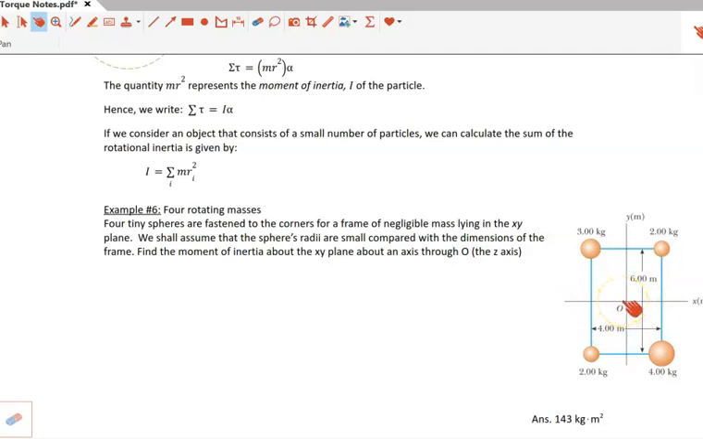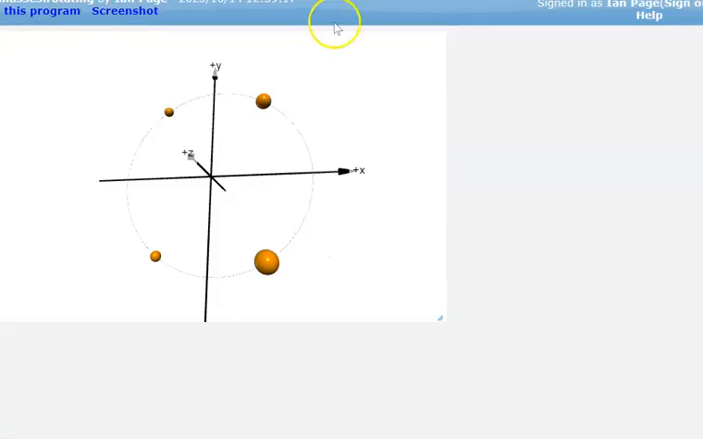To help understand or visualize this, I've created a quick little animation to show you what this looks like. And here's a quick animation of the object. So I'm basically rotating them about the z-axis that you can see here, and it's rotating along the xy plane. So we want to find the rotational inertia of this system.